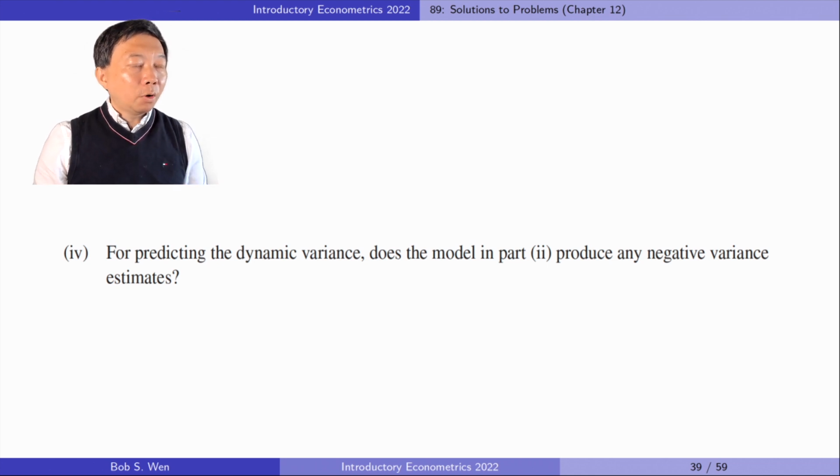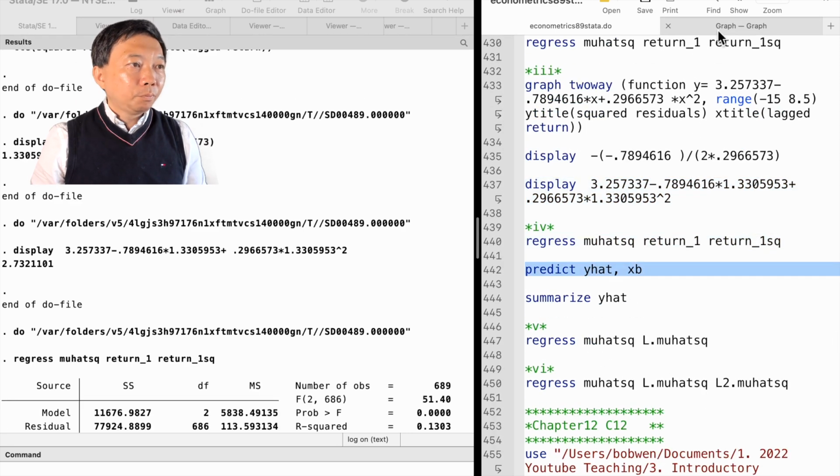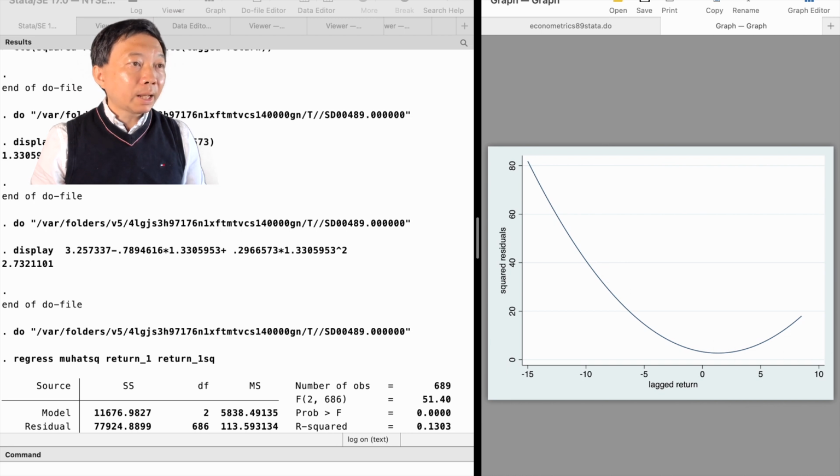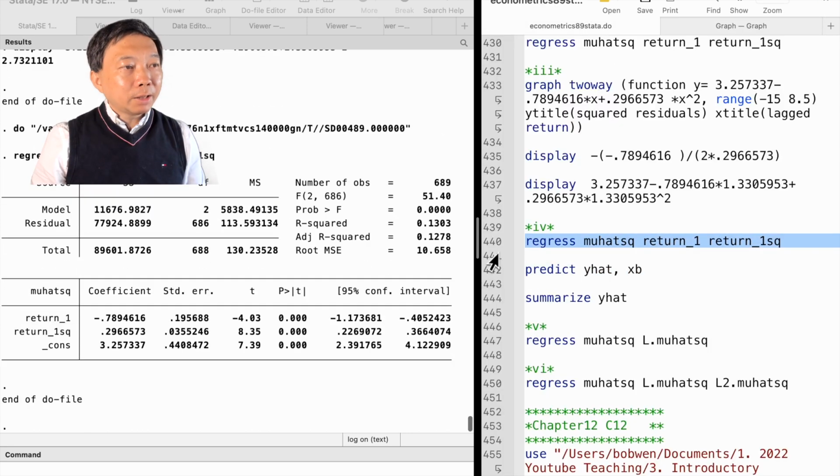Part 4. For predicting the dynamic variance, does the model in part 2 produce any negative variance estimates? No, the predicted values are all positive. We can confirm it either by looking at the graph in part 3 or summarizing the predicted values.